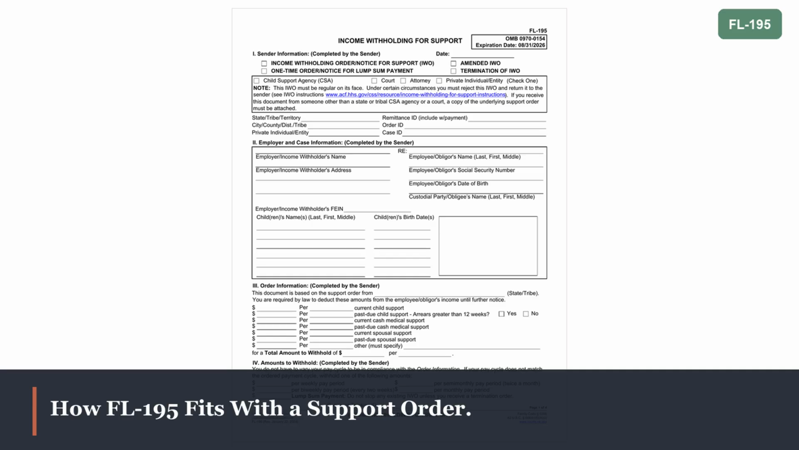If you're not yet familiar with how that underlying order is built, our guide on how to fill out Form FL-342 walks through it in detail. Because FL-195 simply carries out what the court already ordered, the numbers on it need to match the underlying order exactly. If the support order changes later, whether through a modification or a new judgment, a new or amended FL-195 generally needs to be issued and served, so the employer withholds the correct current amount.